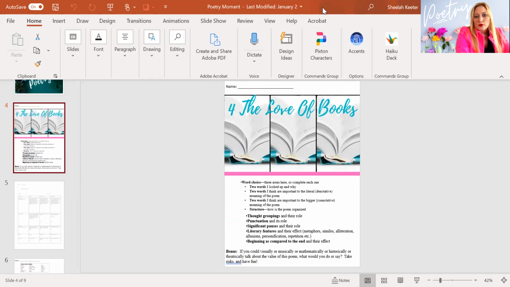Next, they talk about the different words in the poem, the structure, the thought groupings, the punctuation, the significant pauses, so on and so forth, the beginning compared to the end. And then we have my most favorite section, which is the bonus section. If you look at the bottom of this page, it says bonus. If you could visually or musically, mathematically, historically, or theatrically talk about the value of this poem, what would you do or say? Take risks and have fun.